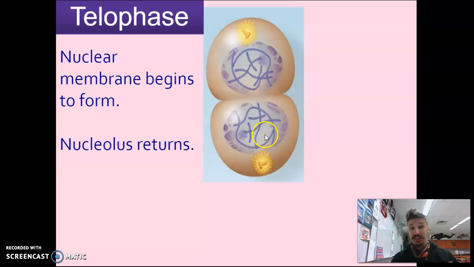The nucleolus is going to start to be rebuilt. We can see the nucleolus being rebuilt here, and we can see the nucleolus being rebuilt here, right? Because these new cells are going to have to make ribosomes on their own, so they're going to need a nucleolus.